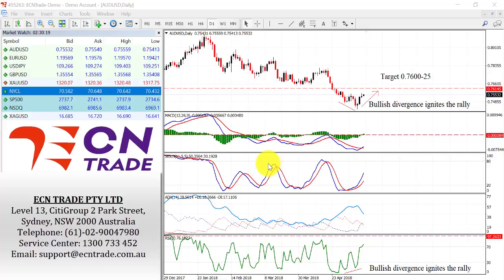Well, to start this week off, the Australian dollar still remains relatively bullish, and since the call from last week's bullish divergence, the market has progressed higher, and as you can see, has reached its first objective of 75.5 and now looks towards the next target of 76.25.